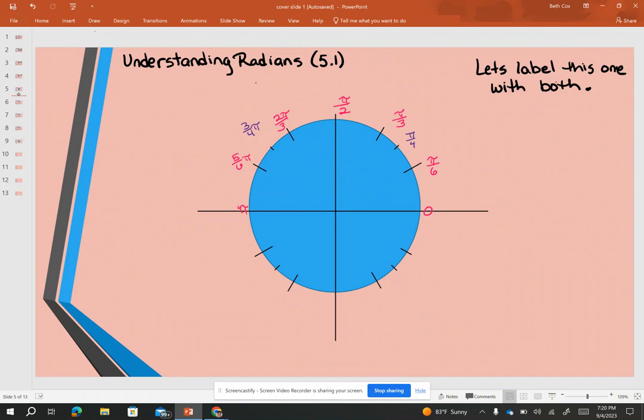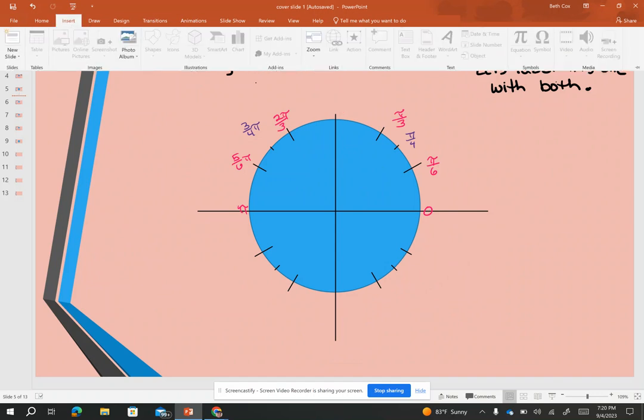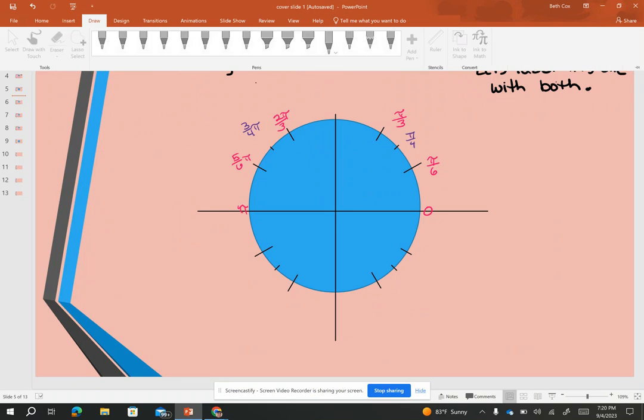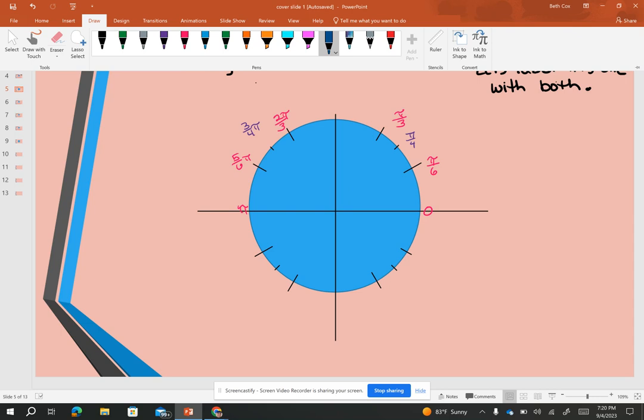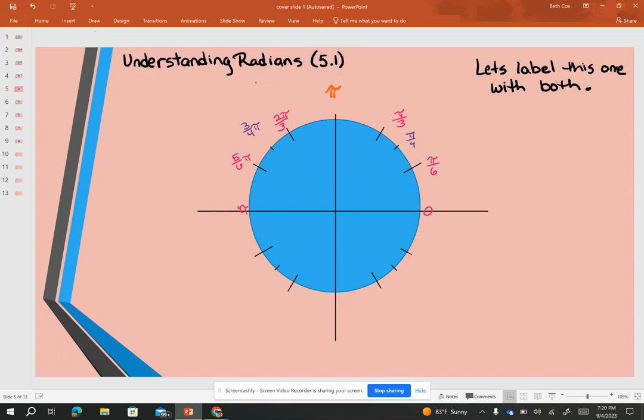I'm going to change the color on this pi over 2, to a little different color. I don't know why, but I don't like that color. And we're going to finish up our radians. We're going to continue going around our circle, and this would be pi over 2. Now remember, we are counting by sixths on the larger ones and by fourths on the smaller ones.